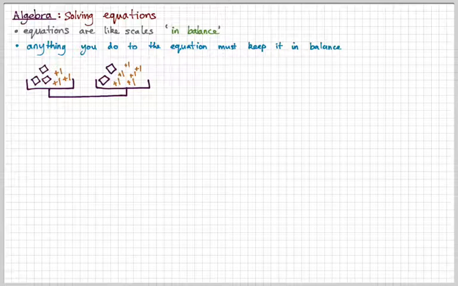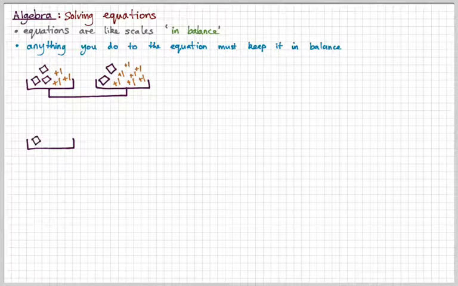We have 3 squares and 3 ones on the left side, and 2 squares and 6 ones on the right side. Now the things that we're allowed to do must keep the equation or the scales in balance. So you could take off the same amount of items from both sides. Plus 7 on the right side there, I added another 1.